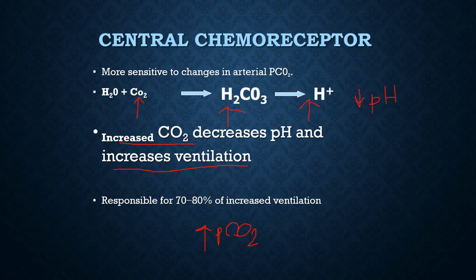And so one of the reasons is because hydrogen ions cannot cross the blood-brain barrier, but carbon dioxide can cross it no problem, and then will form that carbonic acid. And so the effect then is to have a decreased pH within then the CSF or cerebral spinal fluid and within the brain interstitial fluid.